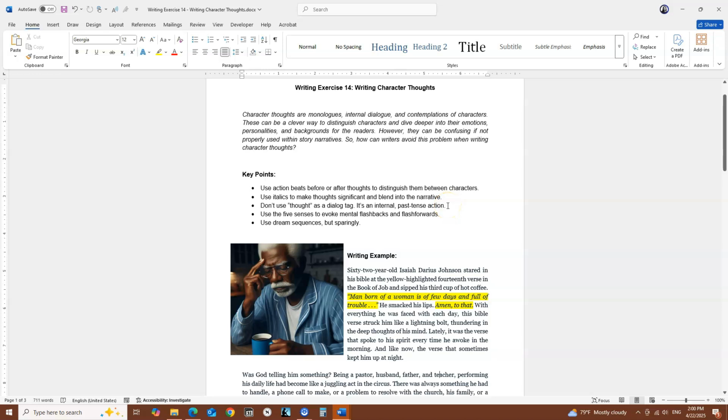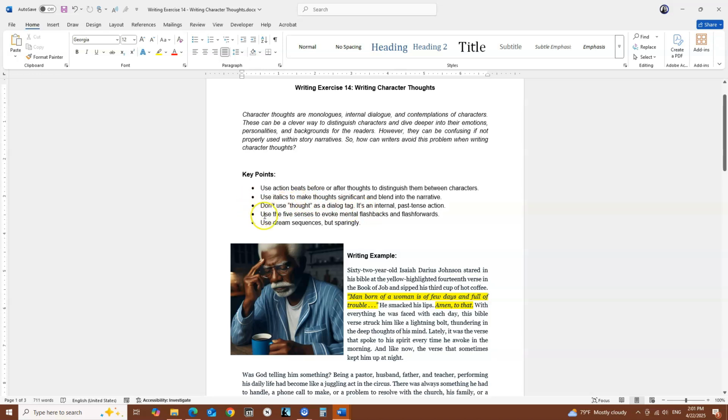In my opinion, I don't really think writers should use thought as a dialogue tag, as well as words like smiled, grinned, thought, all those types of different verbs that are more like body language. I don't really think writers should use them as dialogue tags, but that's just my opinion. Because these are more like actions, they're not actual verbal things that are being said. So that's pretty much the next key point. Don't use thought as a dialogue tag.